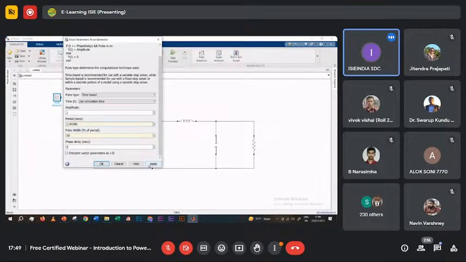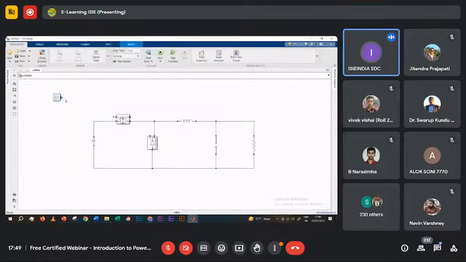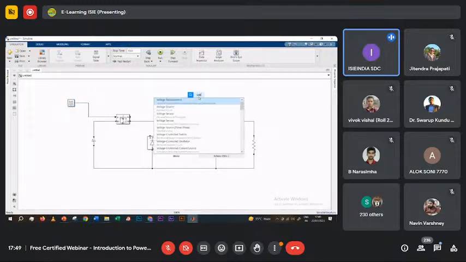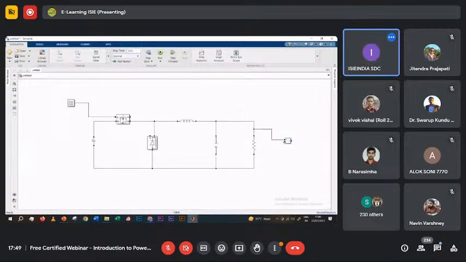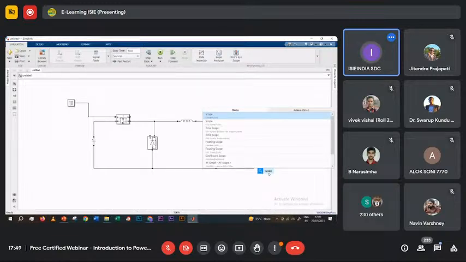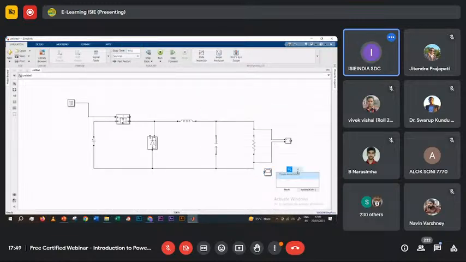We have here the pulse. Now it will be connected to this switch. Now we have designed the circuit. Now I want to see the output. So we'll see for voltage measurement. Then we'll call for scope. Then we'll call for display, all the values. So let's run the circuit.